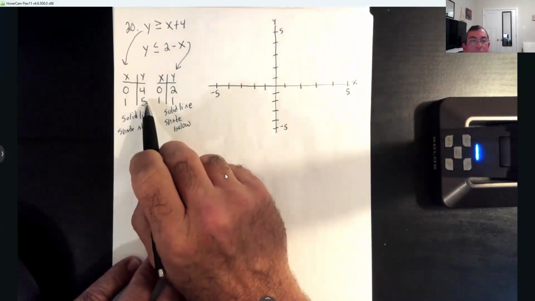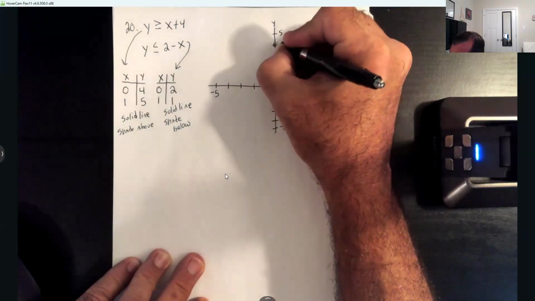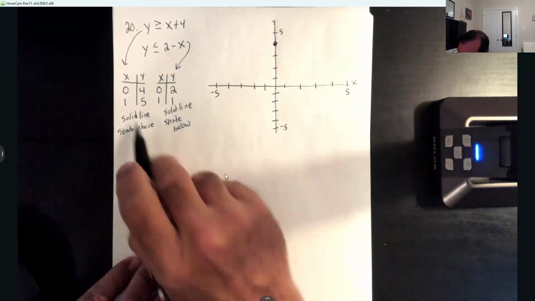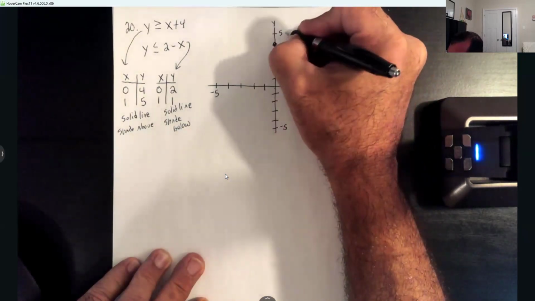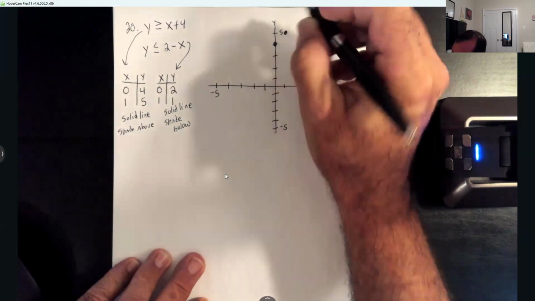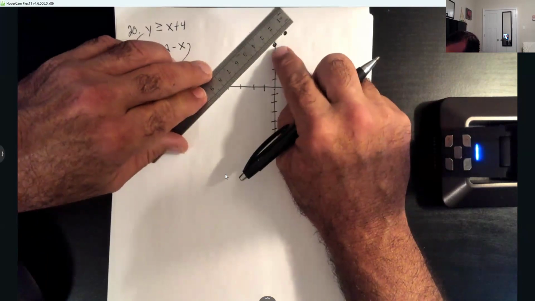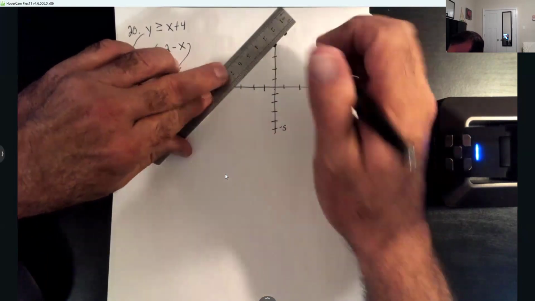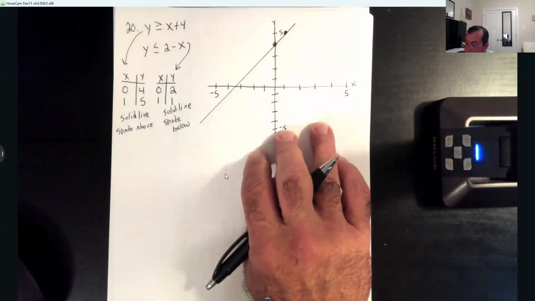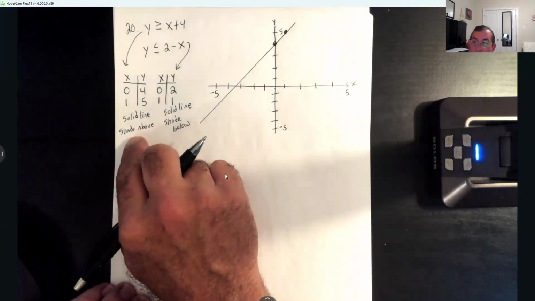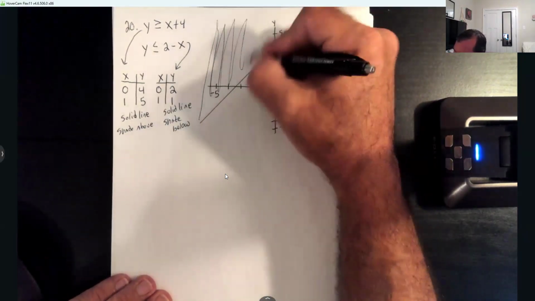All right, y'all, so I'm going to plot my first point, 0, 4. So 0 and then up 4. And then I had 1, 5. So right 1, up 5. So y'all, that line is sort of coming down through here. And we said it was going to shade above the line. So you're going to come in here and shade all this above that line.